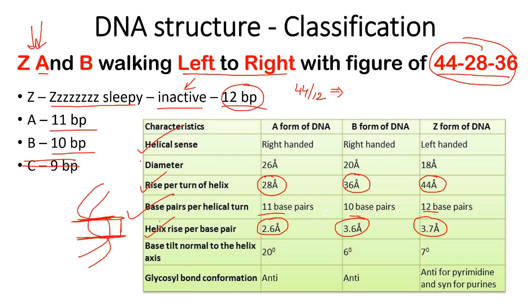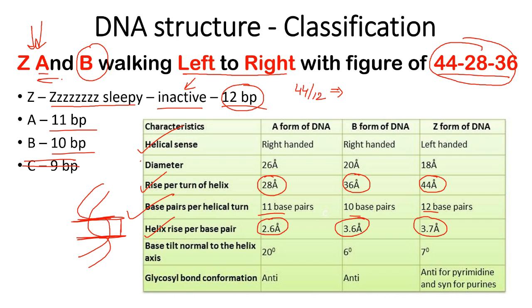Another property is that Z DNA is sleepy, not active. B DNA is the actual active DNA, and A DNA is formed sometimes due to modifications. All these properties you can find with only one sentence: Z and B walking left to right with the figure of 44, 28 and 36, because both share that figure.